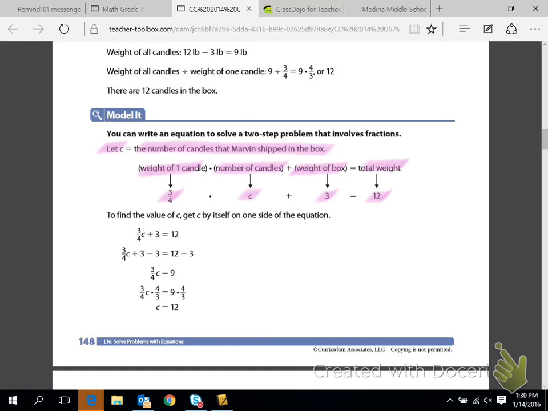So now if we want to find the value of C, or get C by itself on one side of the equation, we would start by subtracting 3 on both sides, leaving us with 3/4 C = 9. We would then undo the multiplication of 3/4 times C by dividing by 3/4, and when you divide by 3/4, you are multiplying by its reciprocal of 4/3, leaving us with C = 12.